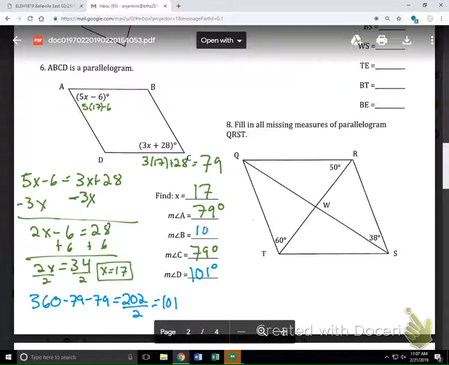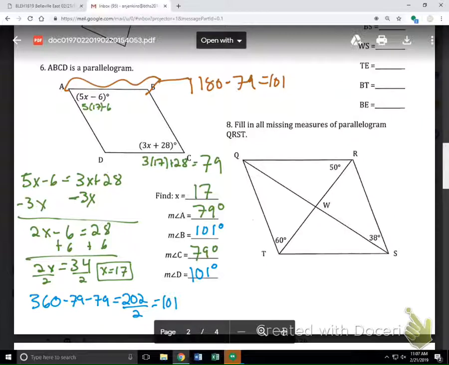If you didn't want to do it that method, again, you could have done the method where you know that these two are supplementary, which means that you have 180 minus 79, which equals 101. Either one is okay. On question number 8, this one, there's several ways about going about this.